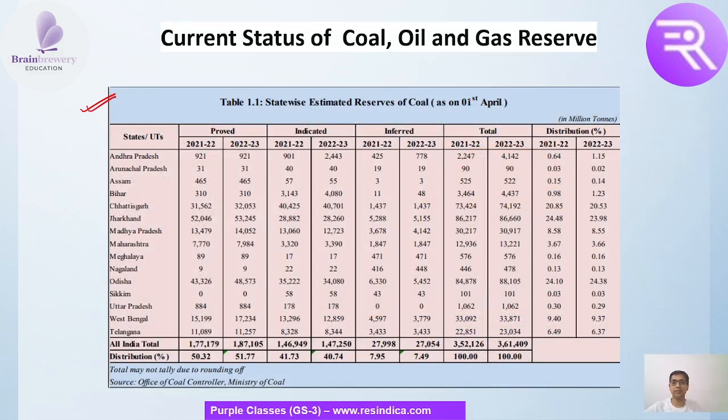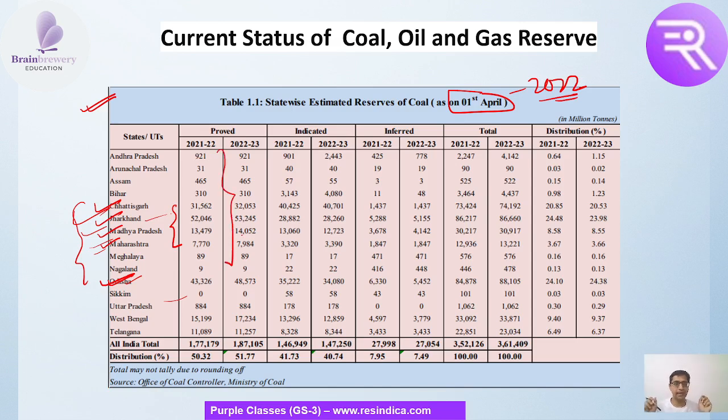Now if we go by the current status of coal reserves, you can see the state-wise estimation on 1st April 2022. Here are Chhattisgarh, Jharkhand, Madhya Pradesh and Maharashtra. The maximum proved reserve is in Jharkhand, and then after that we have Odisha with 43,326 million tons. So these five states, Chhattisgarh, Jharkhand, Madhya Pradesh, Maharashtra and Odisha, have proved reserves, as you can find in this data.